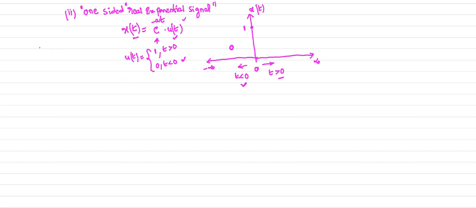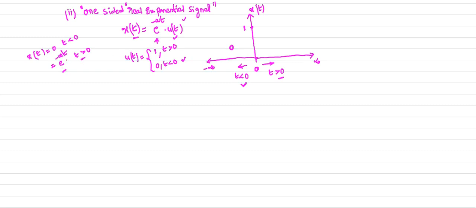So let us clearly observe this function. Your x of t is 0 for time t less than 0 because your u of t is 0. If you multiply 0 with e power minus at, you get 0 value. And for time t greater than 0, you should get e power minus at. So for time t greater than 0, x of t is e power minus at into u of t, and your u of t is 1, so 1 is multiplied by e power minus at.